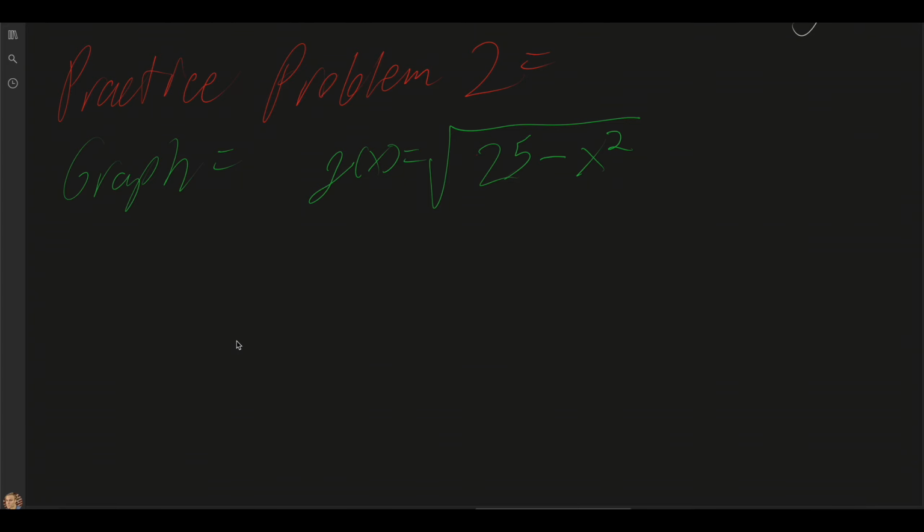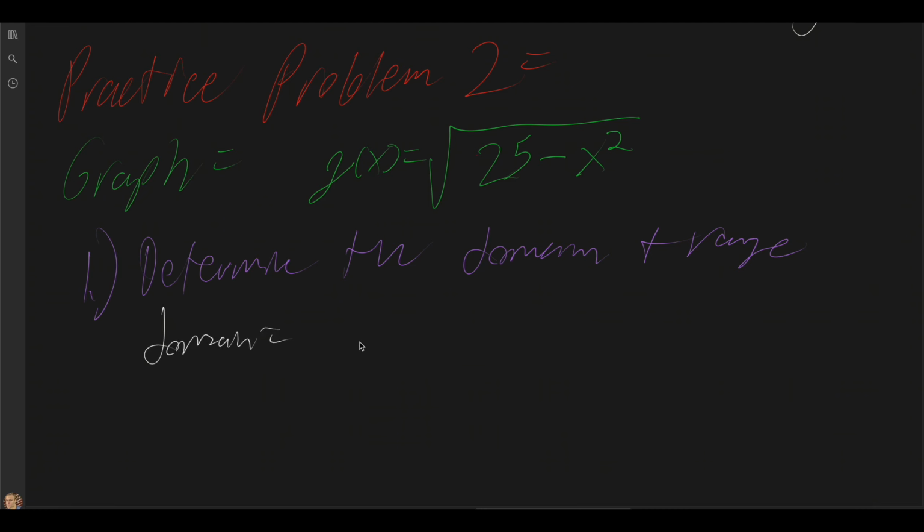So in our second practice problem, we have g of x is equal to the square root of 25 minus x squared. So remembering our steps, one, we have to determine the domain and range. Domain referring to x, range referring to y.